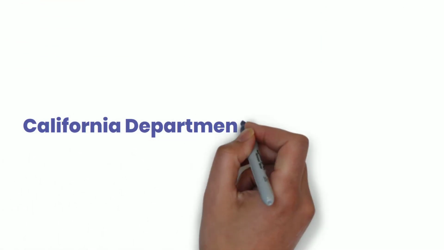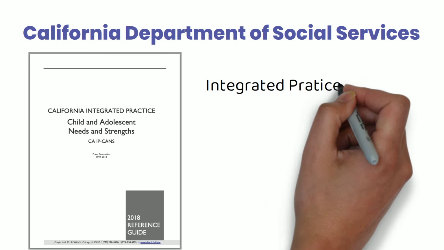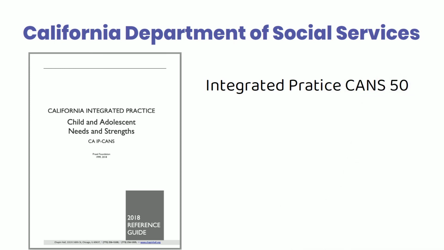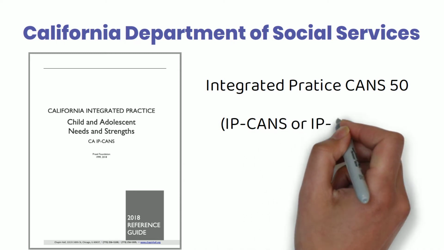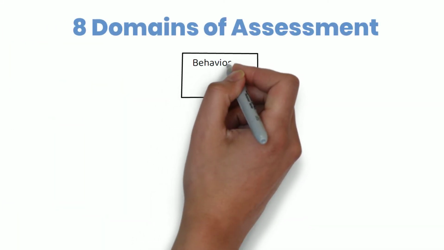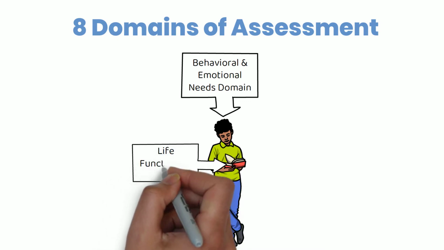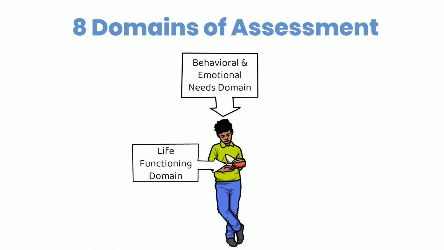The California Department of Social Services adopted the Integrated Practice CANS 50 as a baseline assessment measure to use with children, youth, and families. The Integrated Practice CANS 50, otherwise known as the IPCANS, can be broken down into 8 distinct domains. The Behavioral Emotional Needs domain identifies the youth's needs related to mental health concerns. The Life Functioning domain identifies the youth's needs related to their ability to successfully navigate home life, school life, peer or familial relationships, and general social engagement.